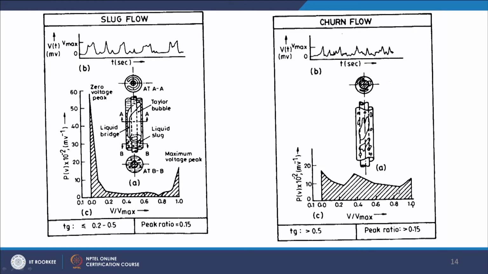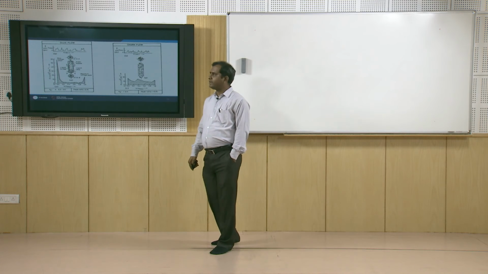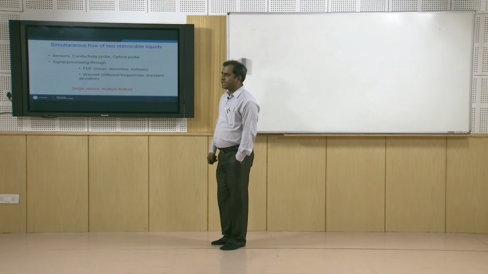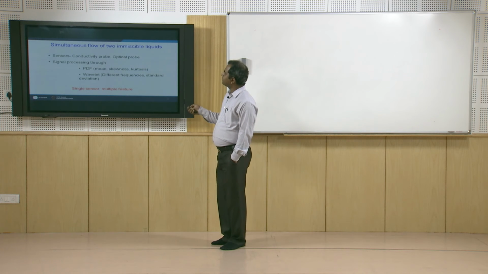Similarly, in case of churn flow, as we know, churn flow is very erratic, there is no fixed configuration in the pipeline. So, we will get a very erratic signal like this, and if you go for the probability density function, you will find no peak at all. That shows that we have a churn or chaotic flow inside the pipeline.